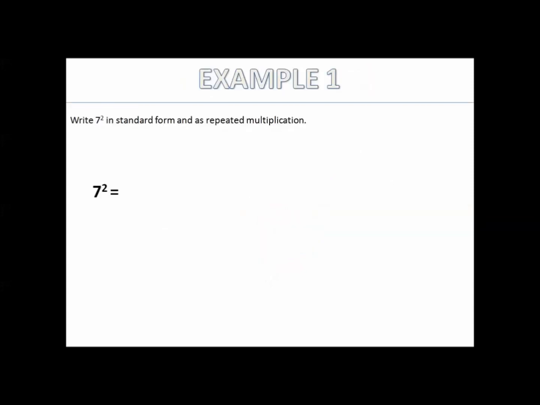So first example, write 7 squared in standard form and its repeated multiplication. So 7 squared is 7 times 7 because it's the repeat multiplication of 7. And we all know that 7 times 7 is 49, and this is known as the standard form.